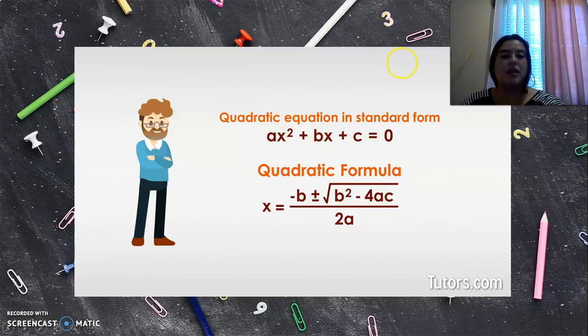So a quadratic equation in standard form is like this: ax² + bx + c = 0. If you see, we have a, b, and c. So you have to take the values from this quadratic equation into the quadratic formula. The quadratic formula is x equals negative b, plus or minus the square root of b squared minus 4 times a times c, and all of this divided by 2 times a.